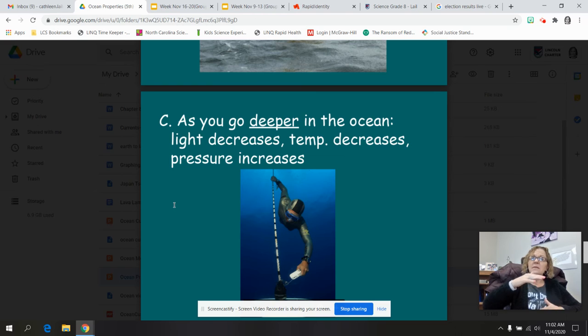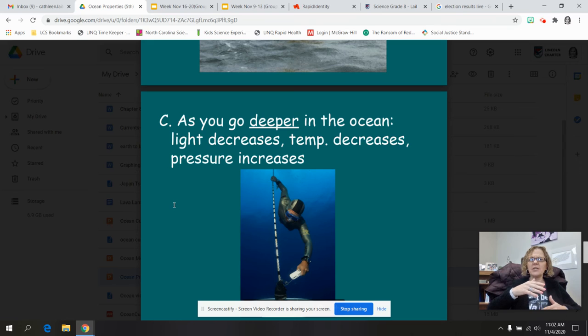And the next zone, as I mentioned earlier, is called the transition zone. That's where the light changes. We have a lot less light in the transition zone. The temperature is starting to get a little colder, and the pressure is starting to increase.